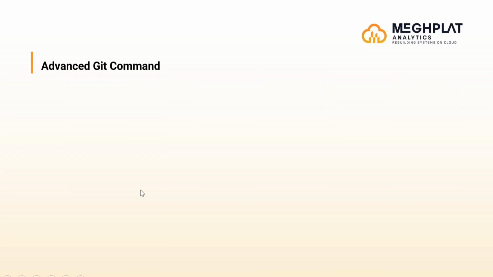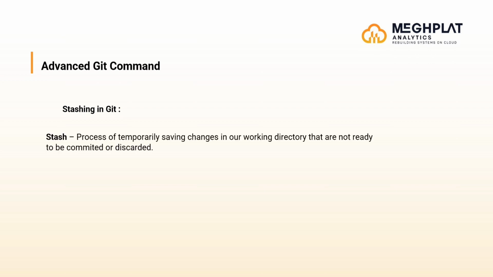In this video, we are going to see one of the advanced Git commands, that is stashing in Git. So let's see what stash is and how it works. Actually, stashing is an advanced command in Git. It's a process of storing something in a secret area.